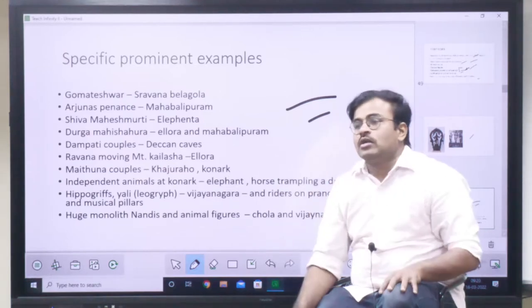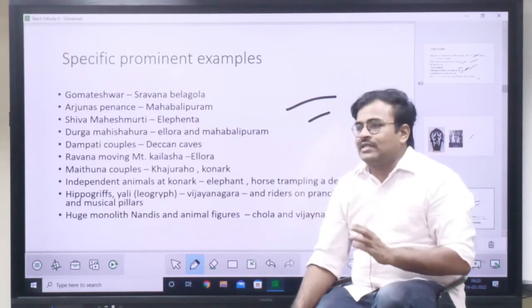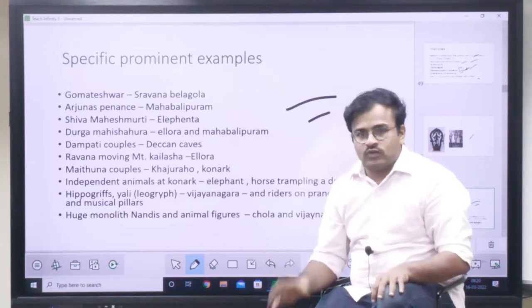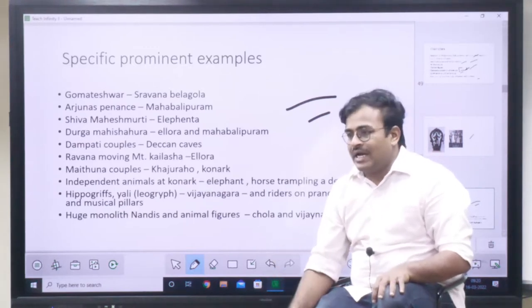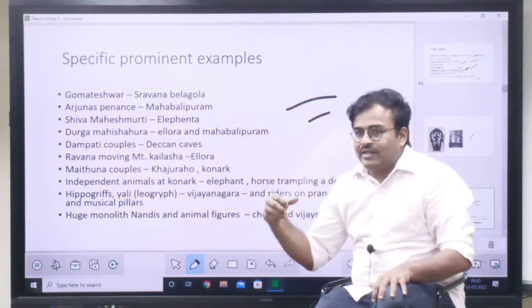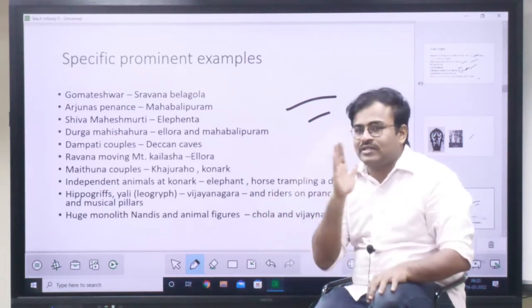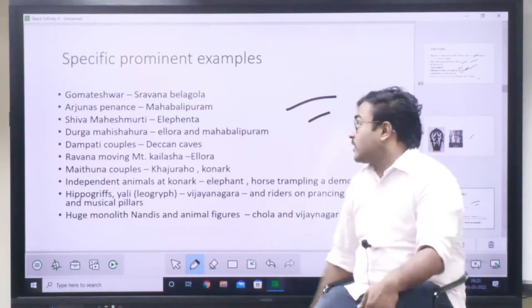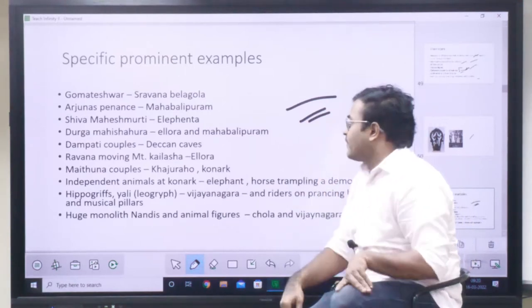And the center figure which is present is shown as the maintainer. Tat Purusha it is called. Tat Purusha or maintainer he is known as. And this image shows an element of serenity. On one side there is creation, on the other side destruction, and in the center there is maintenance. So this is what is known as the famous image at Elephanta called Shiva Mahesh Murti.